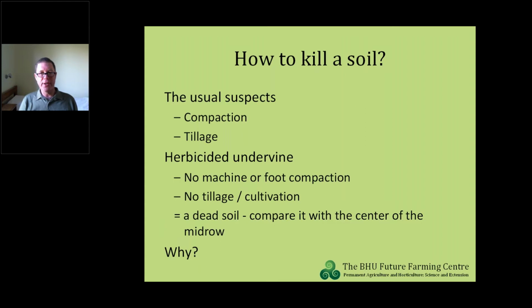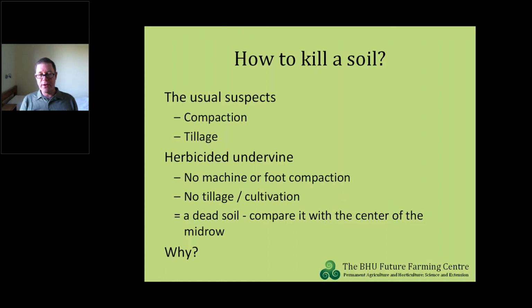Because there's no compaction there, the usual suspect. You can't even have compaction from people walking because the wires are in the way. You know, they're always standing a foot back or so from the vine row. If it's a herbicide strip, clearly there's been no soil disturbance of any kind going on there. So the usual suspects for causing harm to soil aren't there. So why is this soil dead?